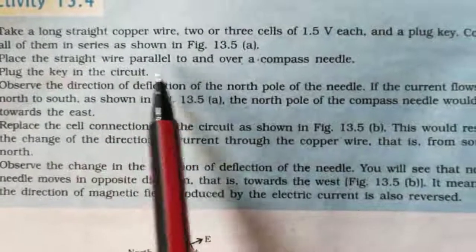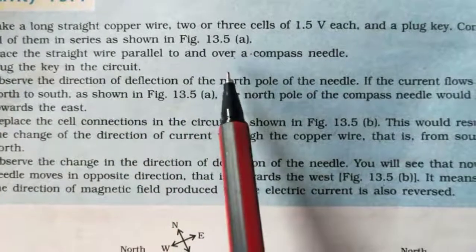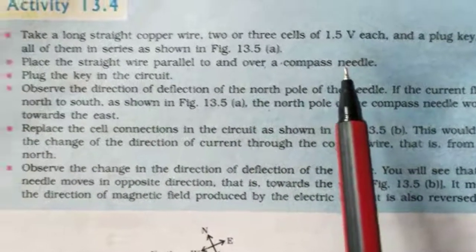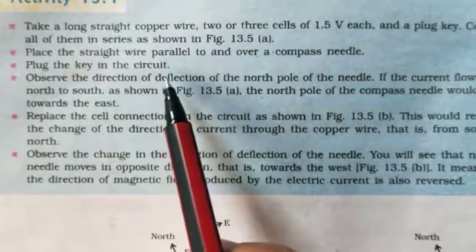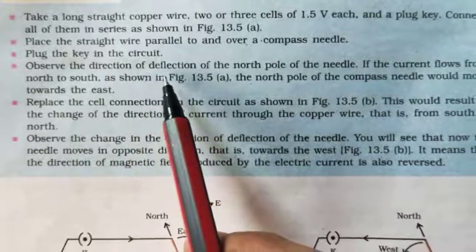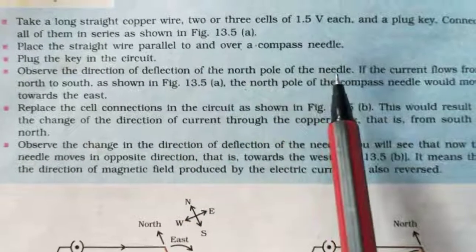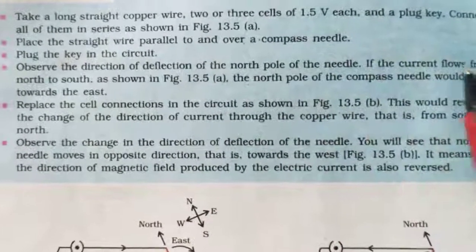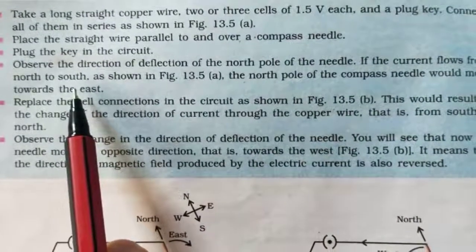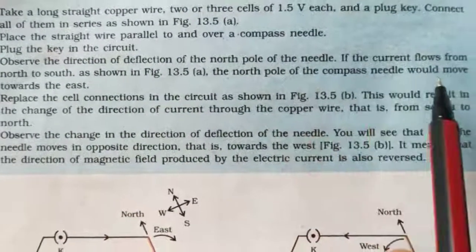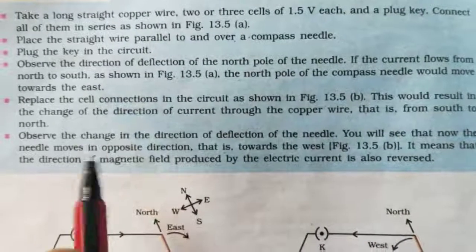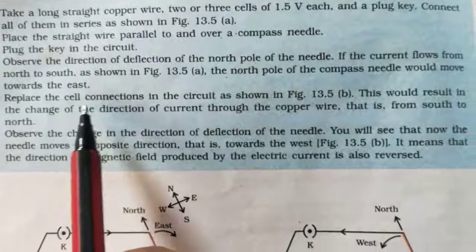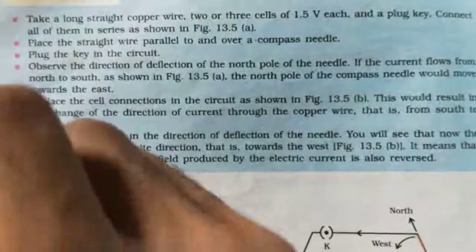Place the straight wire parallel to and over a compass needle. Plug the key in the circuit. Observe the direction of deflection of the north pole of the needle. If the current flows from north to south, the north pole of the compass needle would move toward the east. This is case number 2.